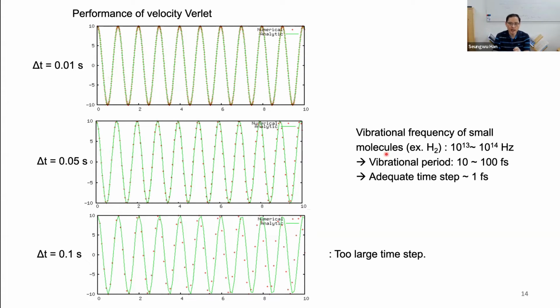Okay, in the case of molecular or atomic systems, the typical vibration frequencies tend to be 10 to the 13 to 14 hertz, right? So it vibrates this amount of times within 1 second. Therefore, the vibration period is around 10 to 100 femtoseconds. Therefore, the time step to describe molecular dynamics should be around 1 femtosecond, which is an extremely short time step, 10 to the minus 15 seconds, which is quite a limit for the simulation, right? So anyway, the time step is 1 femtosecond in molecular simulation.